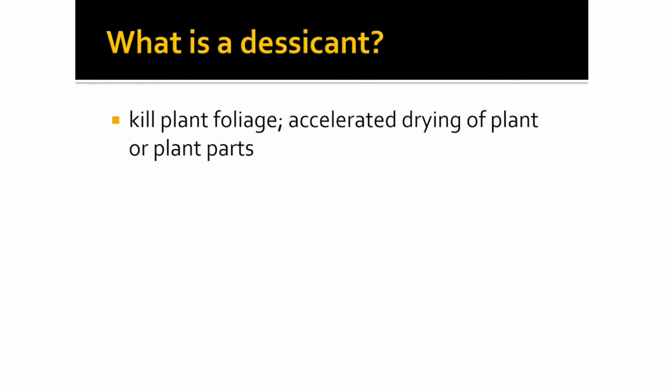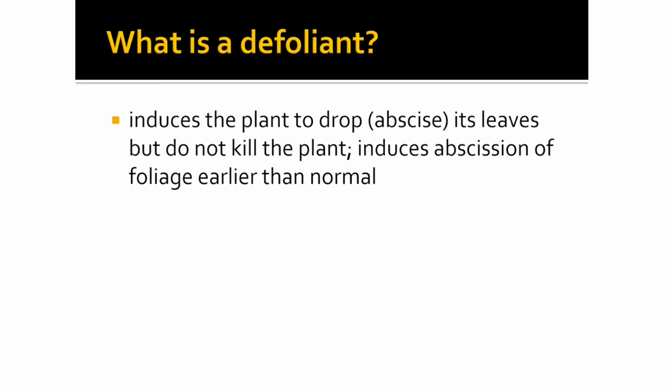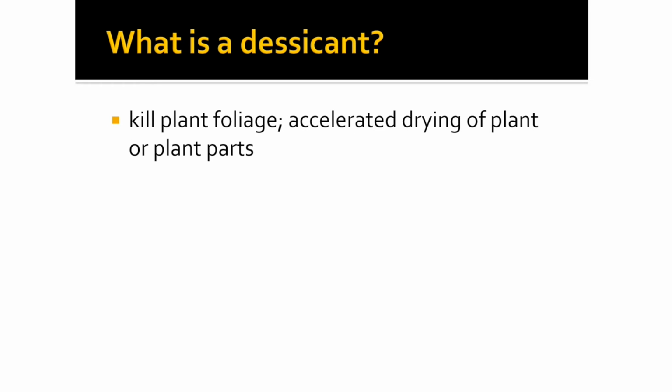And it basically kills the plant foliage. Excuse me. That's a defoliant. A desiccant kills the plant foliage. It makes the plant die. So if I ask you on the test, what's the difference between a defoliant and a desiccant? Defoliant makes the leaves drop without killing the plant. Desiccant kills the plant. So there you go.